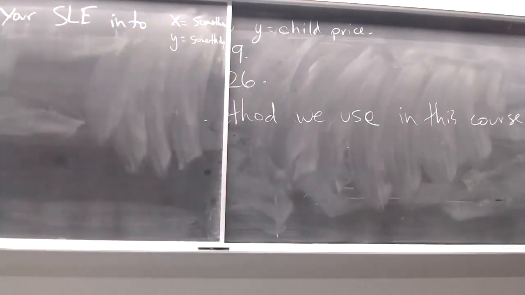So when you do Gauss-Jordan, there's 3 steps you're allowed to do. 3 different things you're allowed to do.